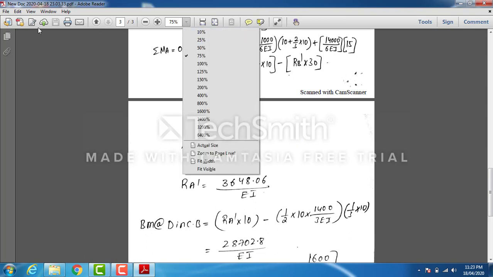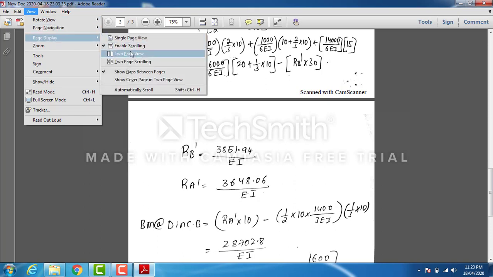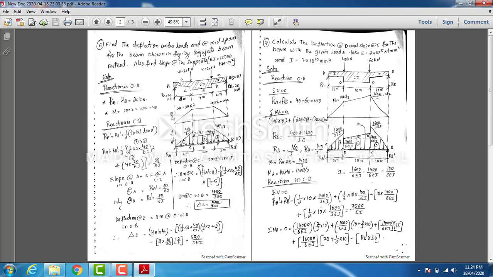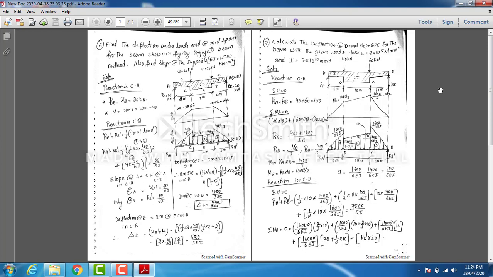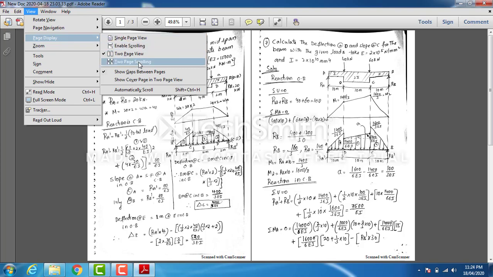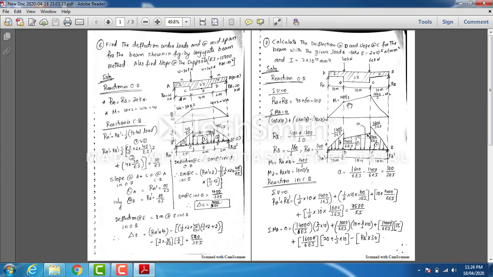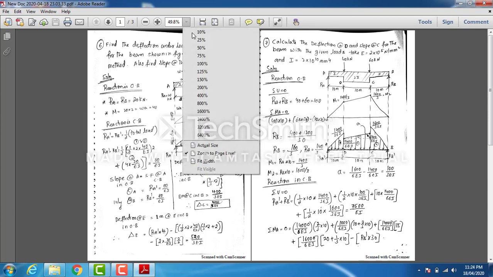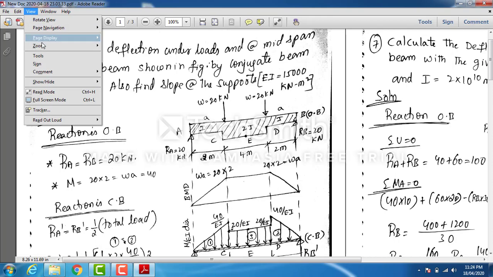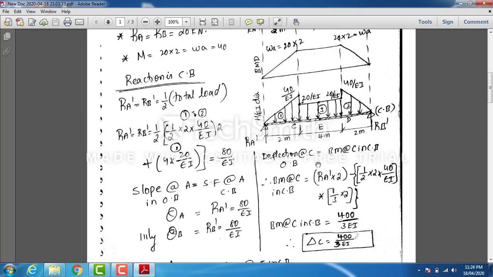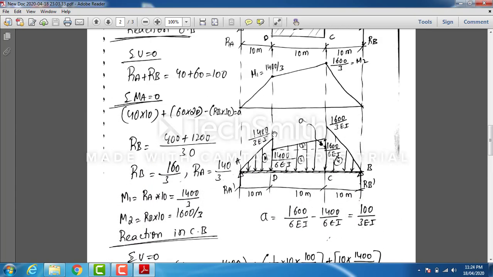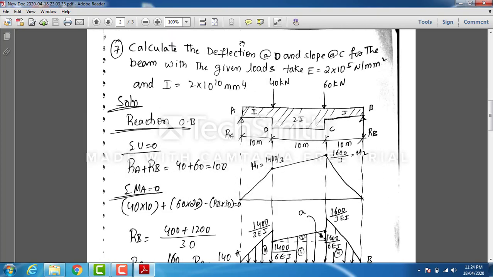Next, if you want to find bending moment at point D, that is here, bending moment at D. So here you want to find deflection at D, right? Deflection at D means you should find bending moment at D.